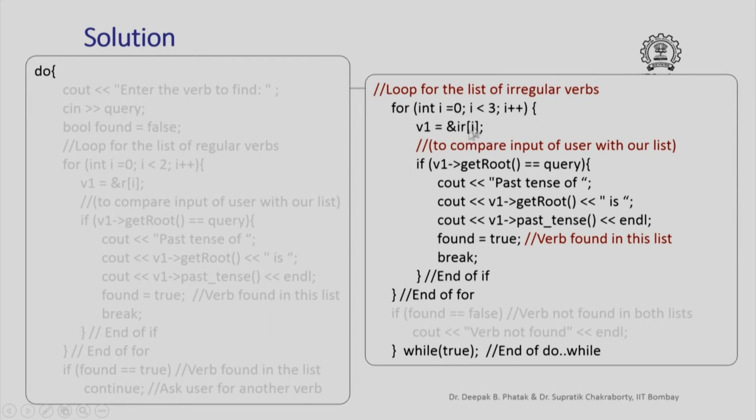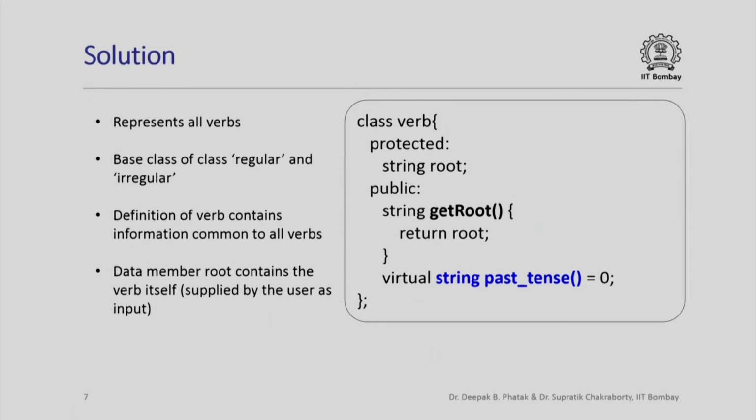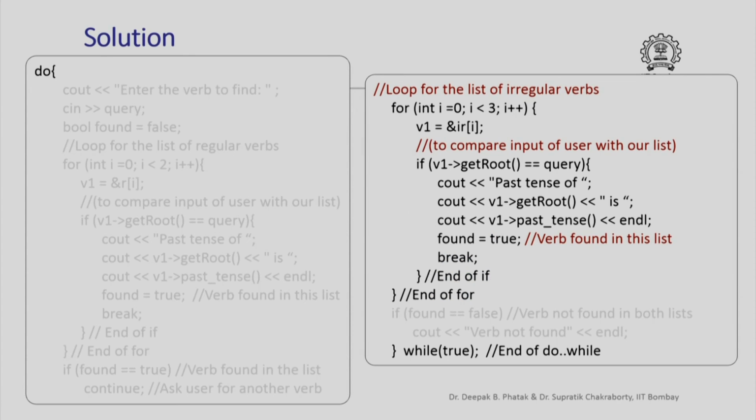So this assignment is fine, and then here I am going to do the same thing as I had done earlier. I am going to call v1 arrow get root. If you go back in the class verb, there is this method get root which is declared and it is not virtual. Therefore v1 arrow get root will actually invoke this method and return the root verb stored in that object, and if that matches the query, then we will print out past tense of root is and print the queried verb over here.